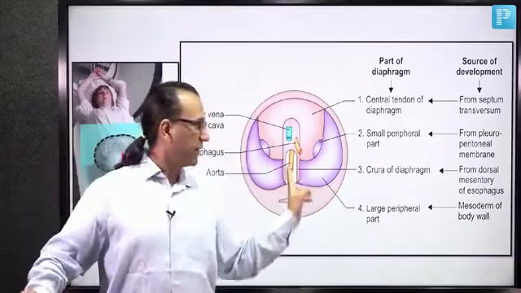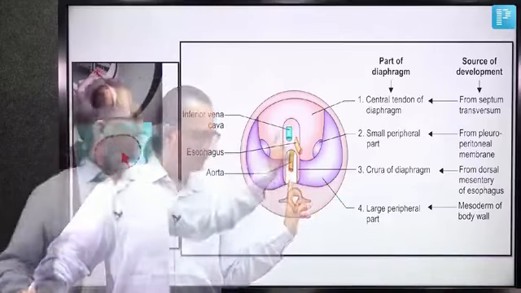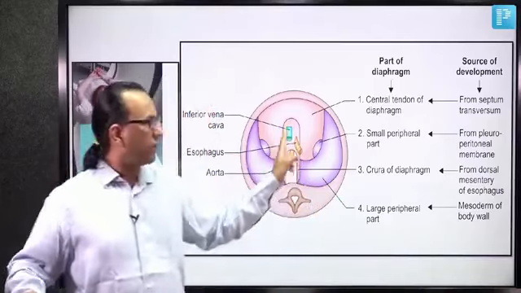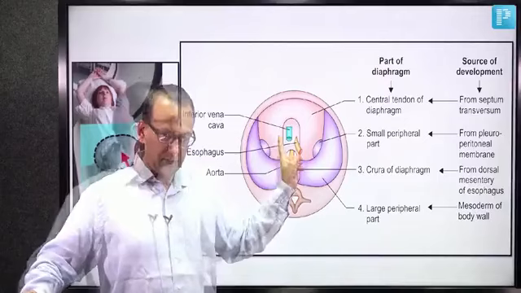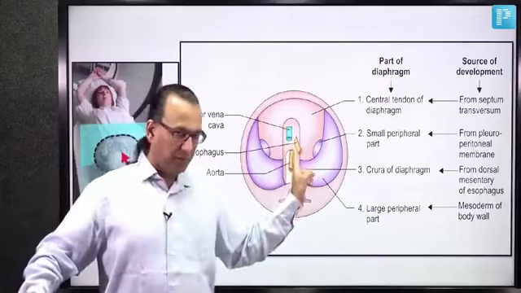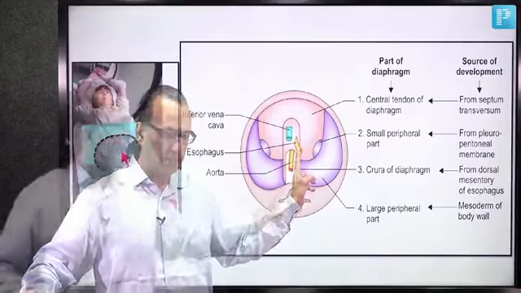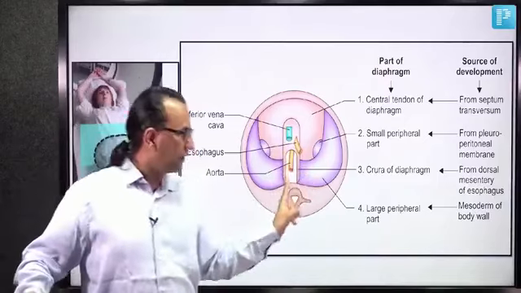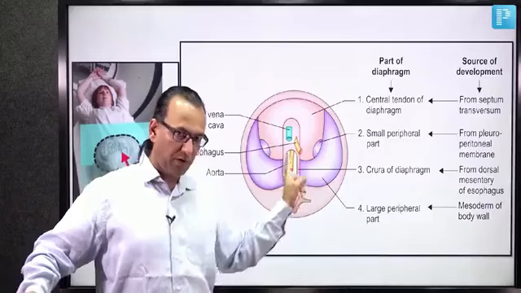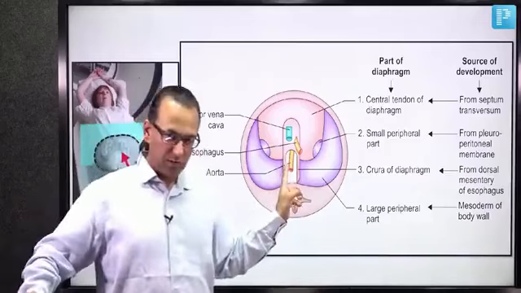You can also see some openings here in the diaphragm. The inferior vena cava is passing through the central tendon of the diaphragm at the T8 vertebral level. It is a tendinous opening. The esophagus is passing through the muscular opening in the diaphragm at the T10 vertebral level. And the aorta is passing behind the diaphragm. It is an osteoaponeurotic opening in front of the T12 vertebra.